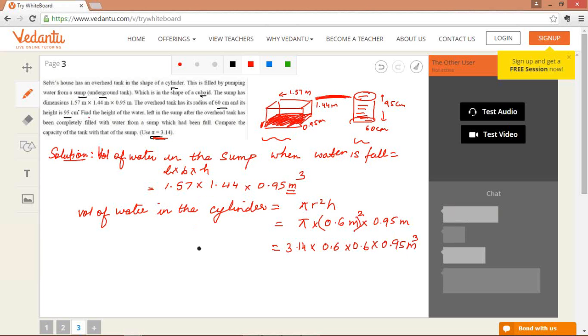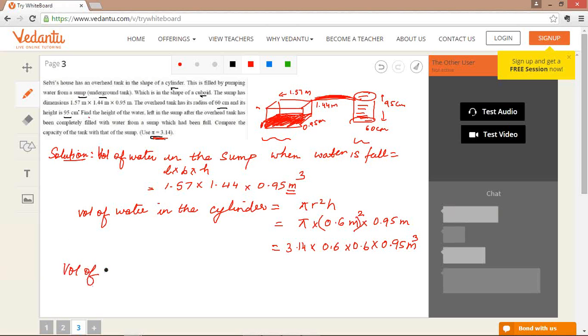So this gives us half of the picture, volume of water in the sump when water is full, and volume of water in the cylinder. So our next step becomes, once the water is transferred from the sump to the cylinder, there is some water remaining. So what will be that water remaining? That will be volume of the sump minus volume of the water in cylinder. So let's move on to the next step.